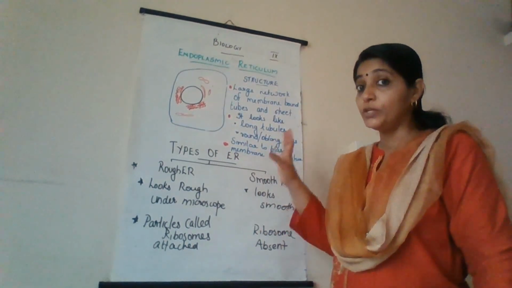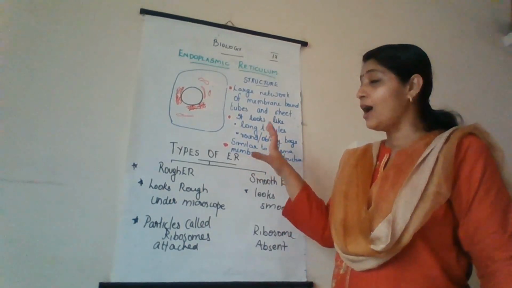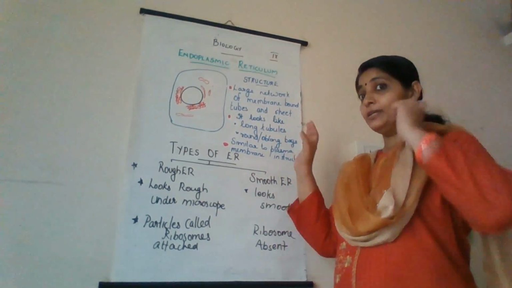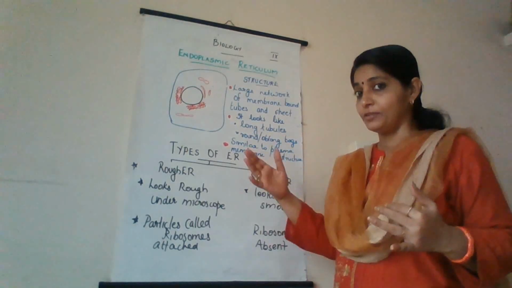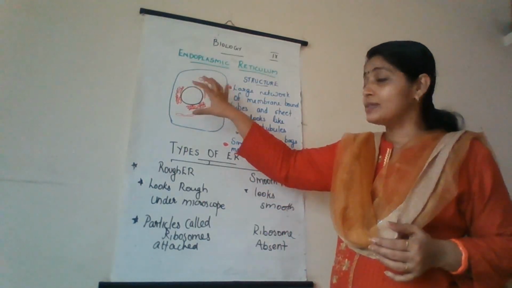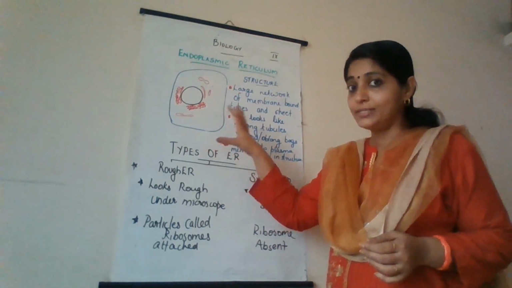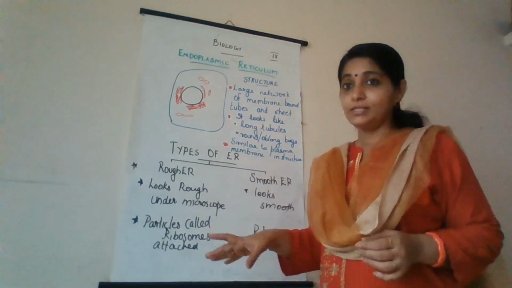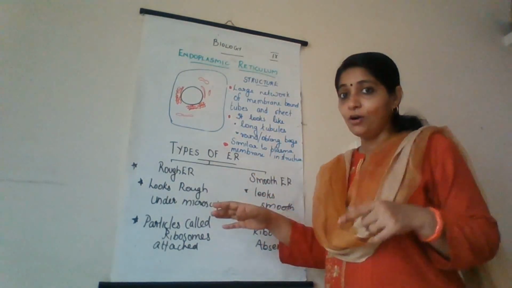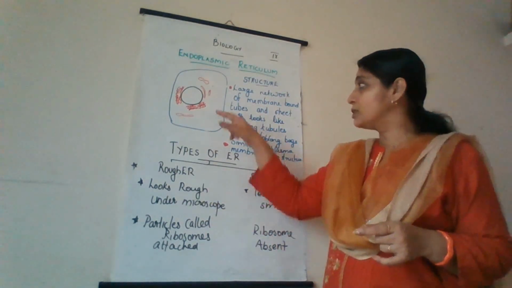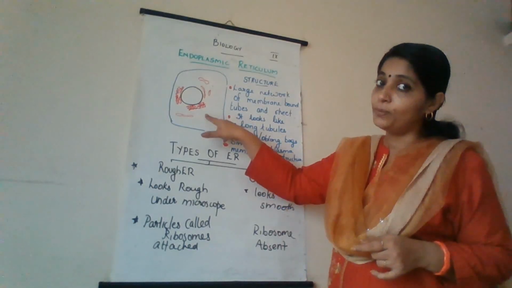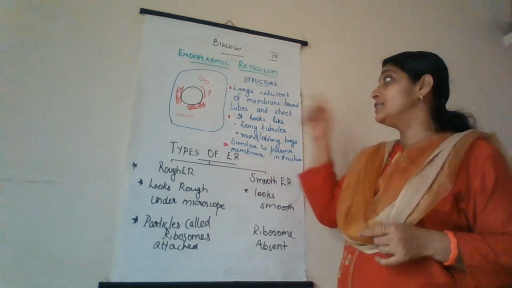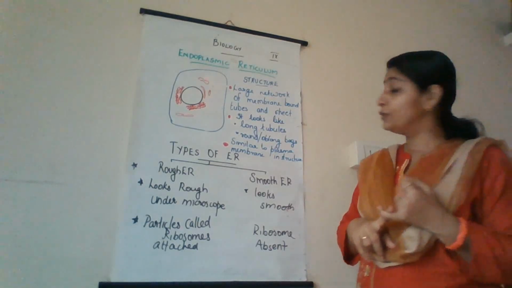When you draw the diagram of a cell, I will not draw the entire diagram of the cell hereafter. I will be drawing the structure of each and every organelle separately, but when you draw the cell, you have to include all those organelles inside your diagram. So we will see the structure of endoplasmic reticulum.